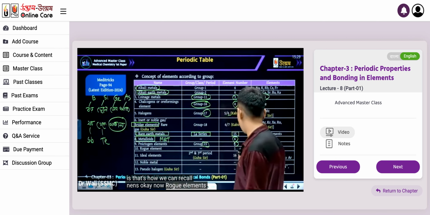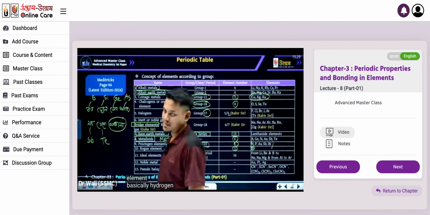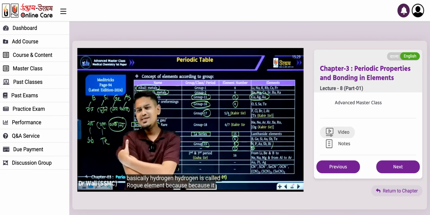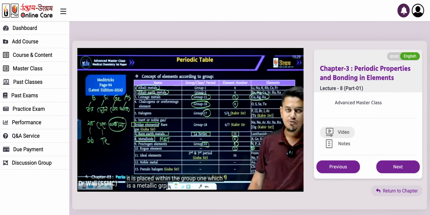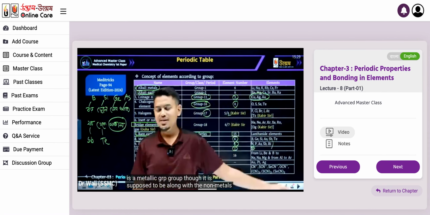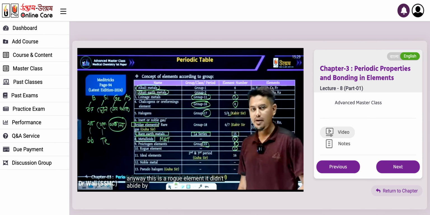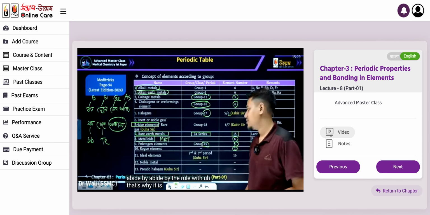Okay. Now rogue elements. Rogue element is basically hydrogen. Hydrogen is called rogue element because it is one atom that doesn't have a neutron, and it is placed within group 1, which is a metallic group, though it is supposed to be along with the non-metals. Anyway, this is a rogue element. It didn't abide by the rule, that's why it is rogue.